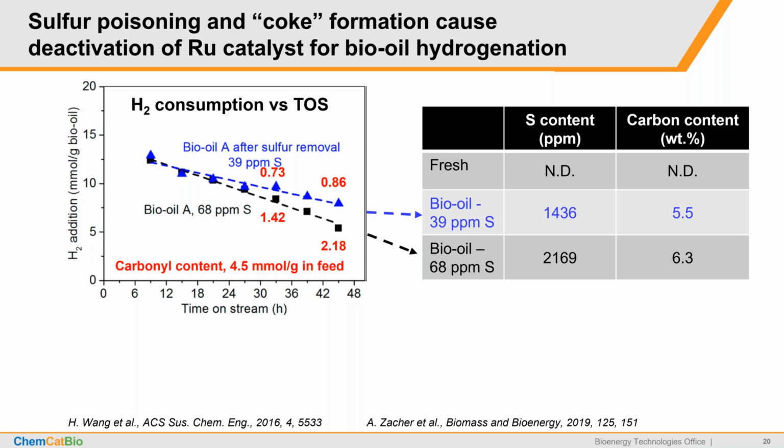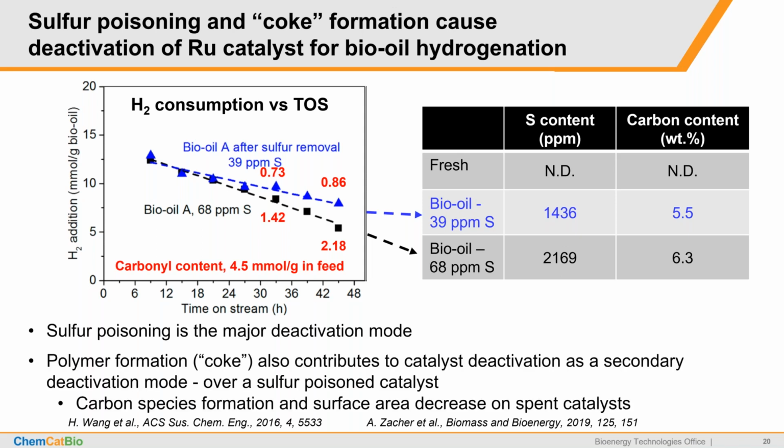This is further confirmed by post-catalyst characterization. We have much more data than that, but I just highlight the most important one here, which really shows that with a bio-oil with lower sulfur content, we have much lower sulfur on the spent catalyst, so sulfur poisoning is a major deactivation mode for this catalyst. However, at the same time, we do see coke formation over those spent catalysts, as shown here, always 5 to 6% carbon on the spent catalyst, showing polymerization. We call it coke here, but it's not exactly the same coke that refineries talk about. That polymer or coke formation also contributes to catalyst deactivation as a secondary deactivation mode, especially over the sulfur-poisoned catalyst.